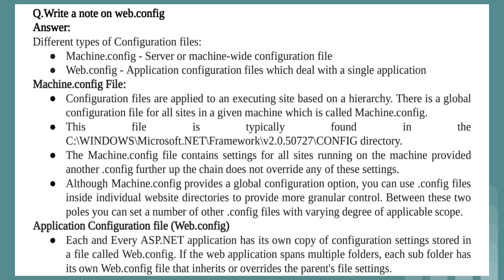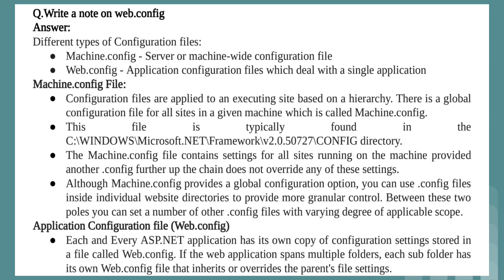The file is typically found in the C drive. If you want to see the machine.config file, the location is C drive, Windows folder, then Microsoft.NET, then Framework. In Framework we have v2.0.50727, and in this folder we have the Config directory, which contains all the configuration files. So this is the path of the machine.config file.